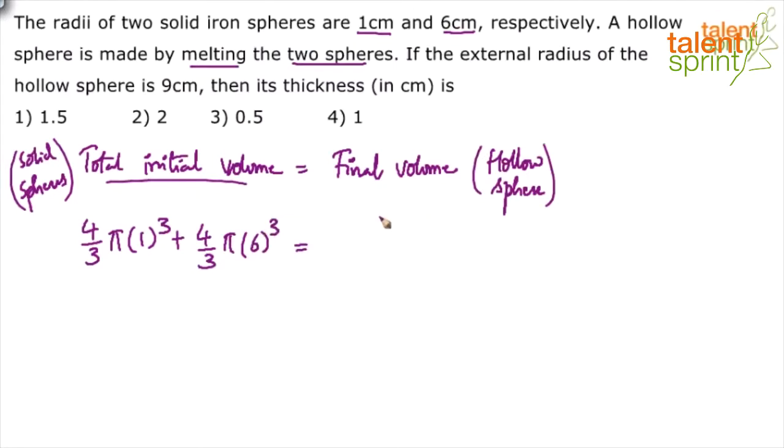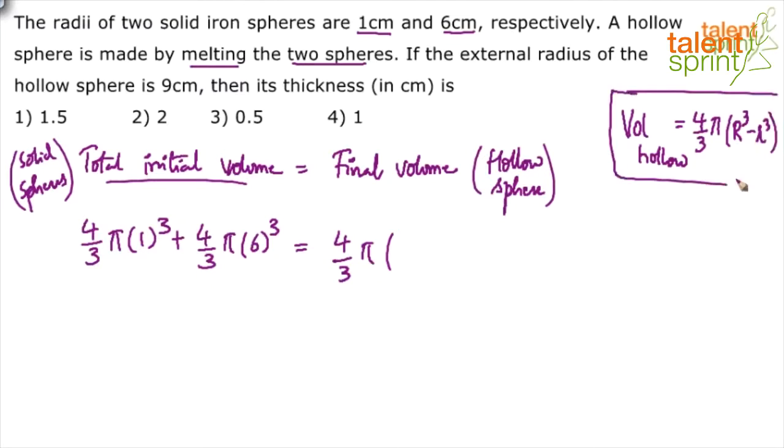What is the volume of a hollow sphere? The volume of a hollow sphere is 4 by 3 pi times capital R cube minus small r cube. Basically, you know that in a hollow sphere, there's some thickness, right? The inside of the sphere is hollow. So the volume is given as 4 by 3 pi times external radius cube minus internal radius cube. Capital R and small r mean nothing but the external and the internal radius. Now the external radius here is given to us. The external radius is 9 centimeter. So let us say 9 cube minus, let us find out the internal radius, small r, first.